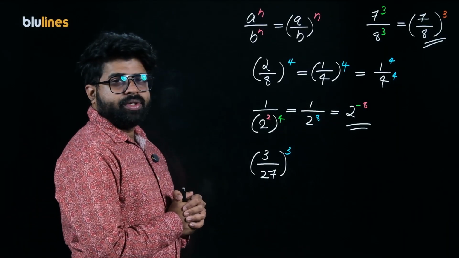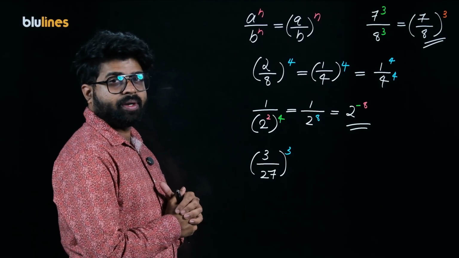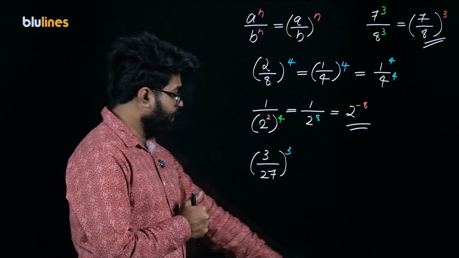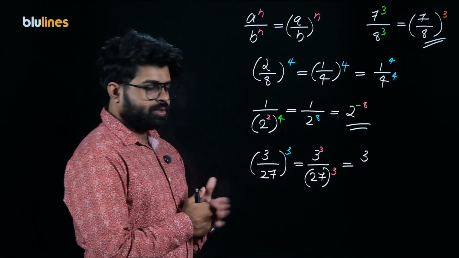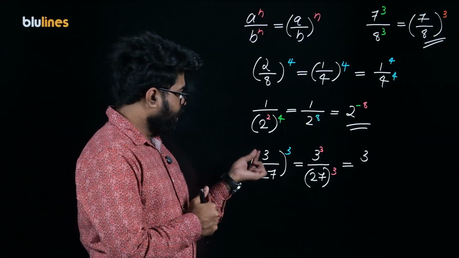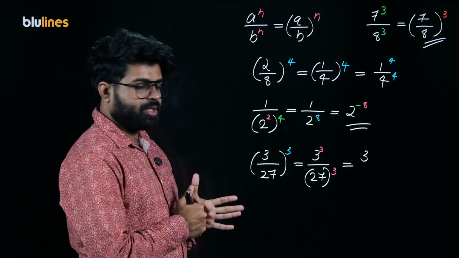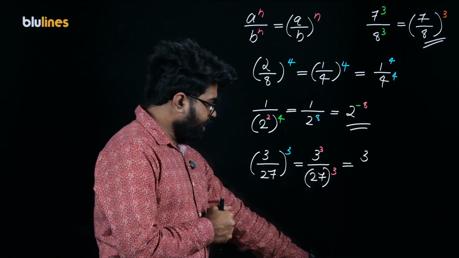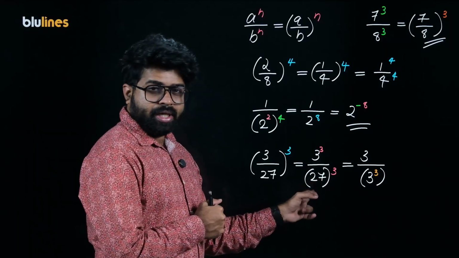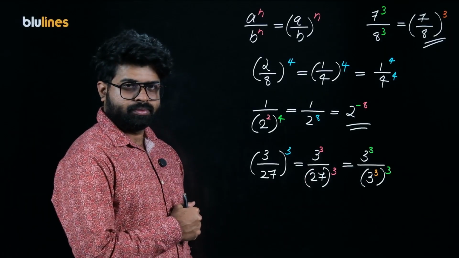Now 3 over 27 the whole cube. What is 3 over 27 the whole cube? You can cancel out 3 from numerator and denominator. The remaining will be 1 over 9. Here, let us move slowly. We have 3 cube divided by 27 cube. I have chosen this step. So 3 cube divided by 27 cube. Now what is 27 cube? 27 is 3 cube, right? So it is 3 cube the whole cube.